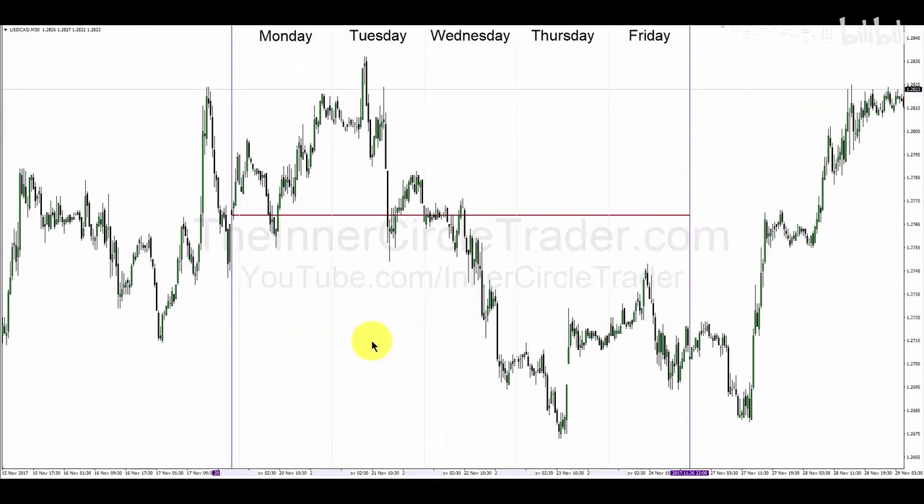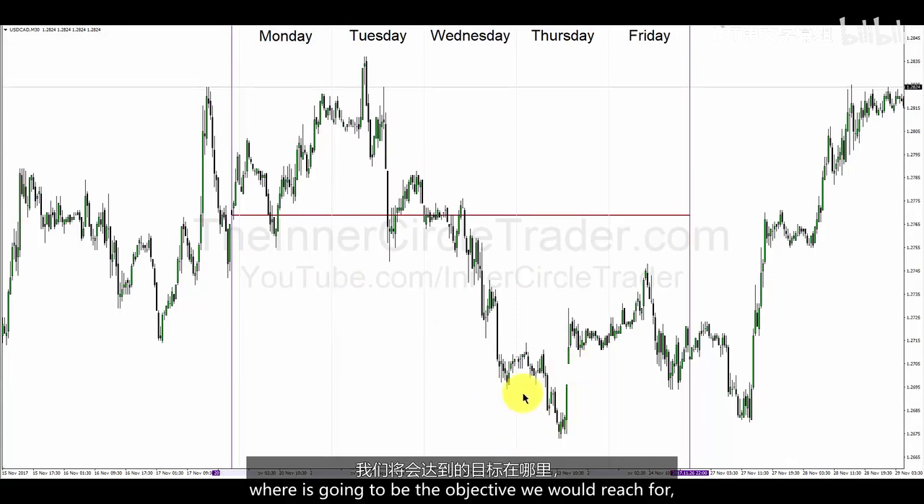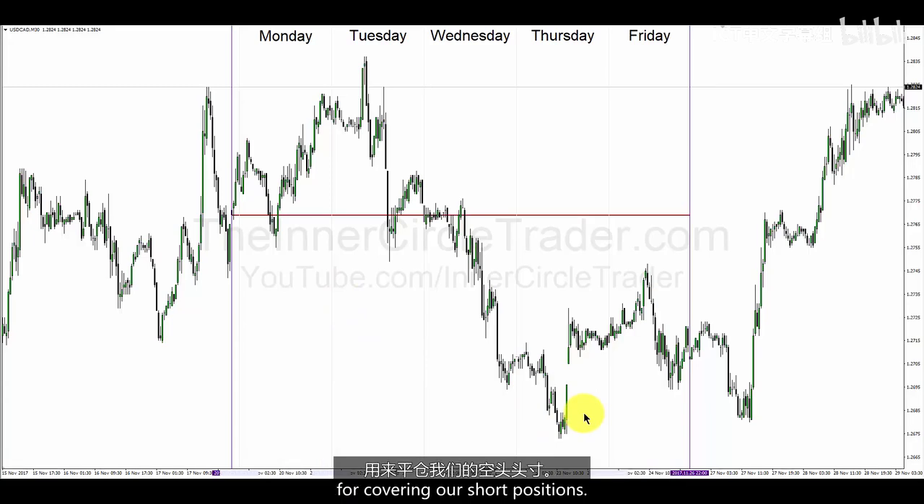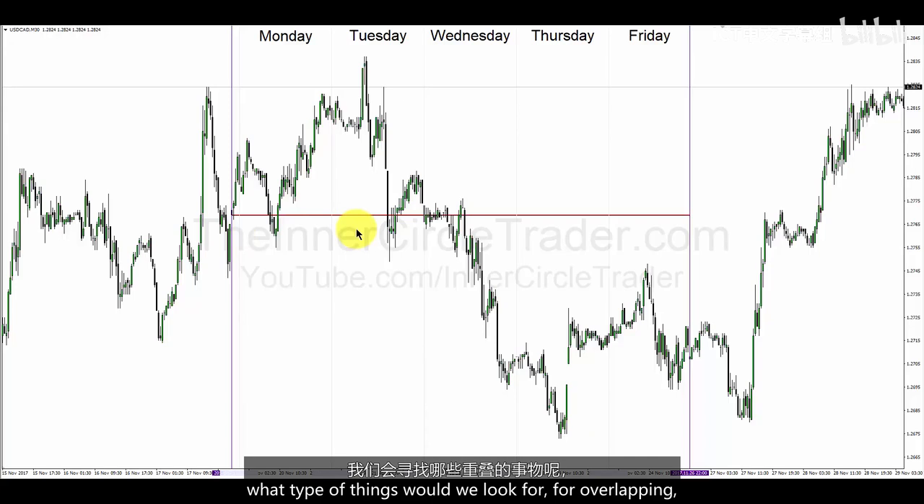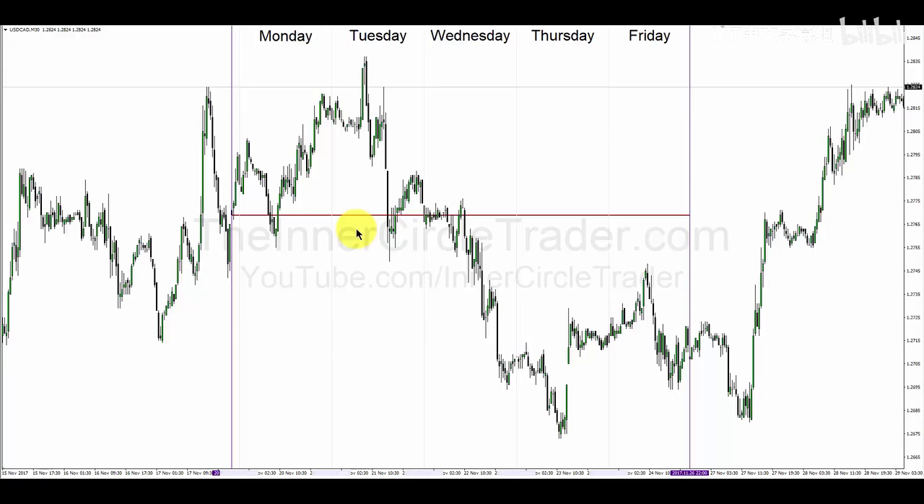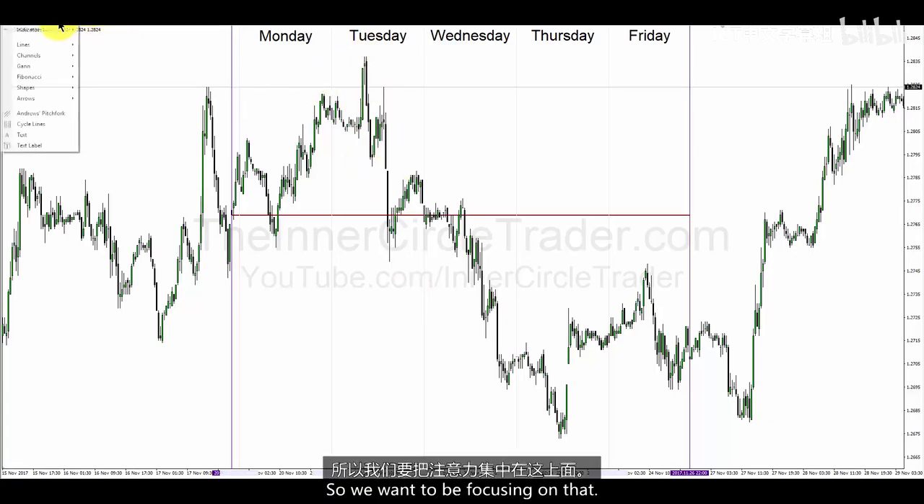So we have, again, a sell idea. So we're looking for where is going to be the objective we would reach for covering our short positions. If we have a bearish week in mind, what type of things would we look for overlapping for target selection and profit objectives? Well, we're going to be looking for any movement up is meant to be gathering sell entries to go short. So we want to be focusing on that.